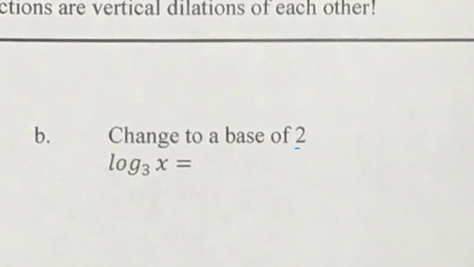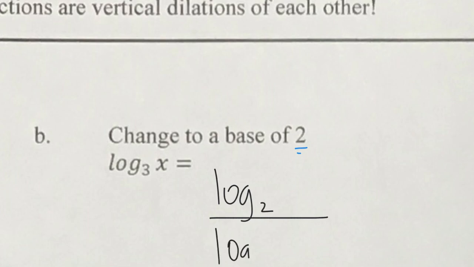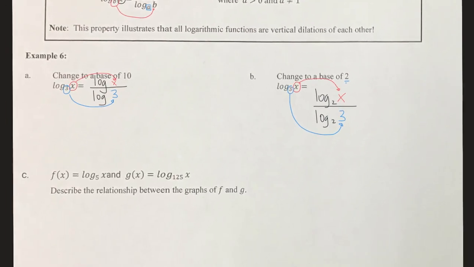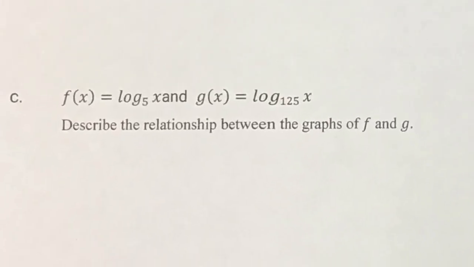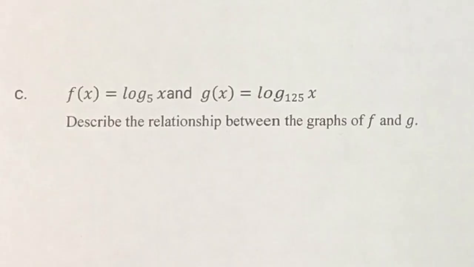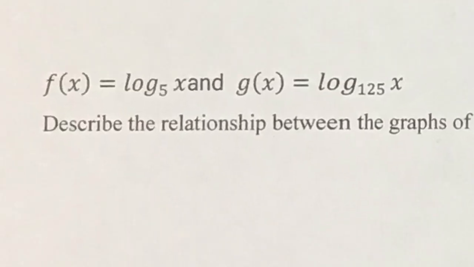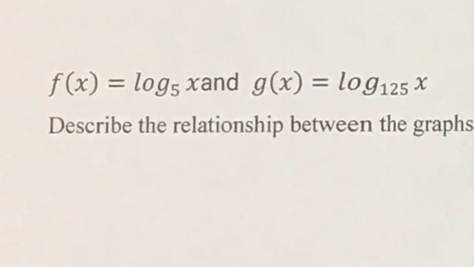So over here, we want to change it to base 2, which is a perfectly fine thing to do, which just means we have log base 2 in your numerator and your denominator. That's the only thing that changes, the subscript of your log. And that's still an equivalent expression. So let's see if we can apply that property to here. Describe the relationship between log base 5 and log base 125. Okay, which is kind of hard to do. So let's do some equivalence.